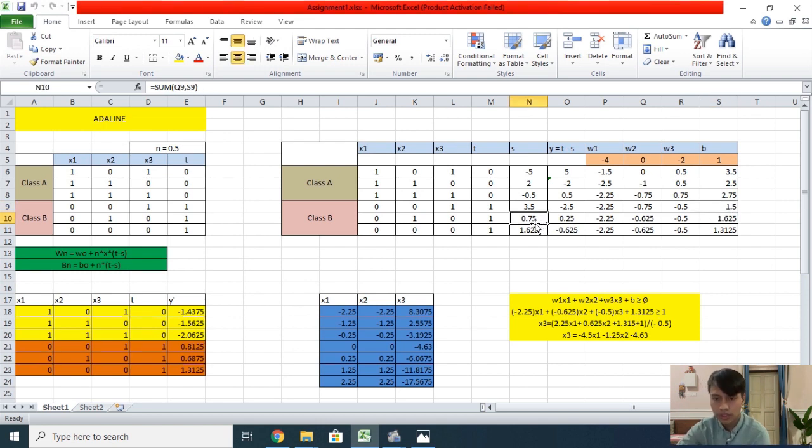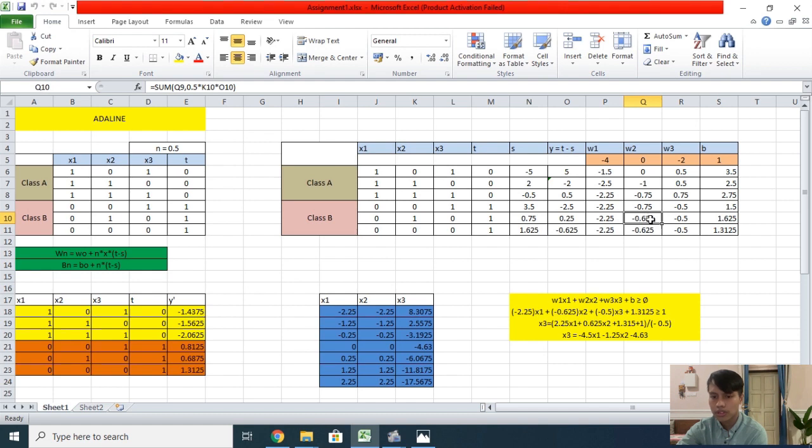For the s 0.75, we need to add x2 and the bias. X2 times w2 negative 0.75 plus 1.5, then we get the 0.75, and the y is t minus s, 1 minus the negative 0.75, that's why we get the 0.25. So w1 is negative 2.25 because the value of the x1 is 0. That's why we get the value of the w old.